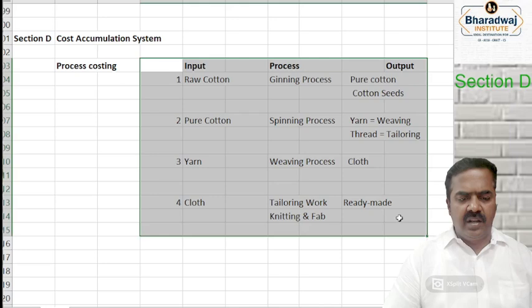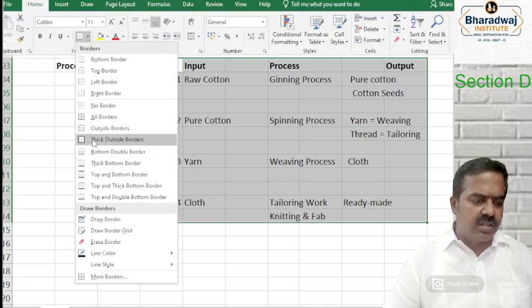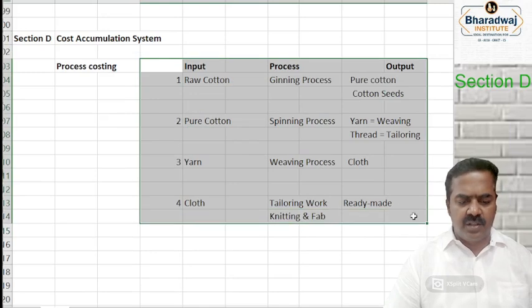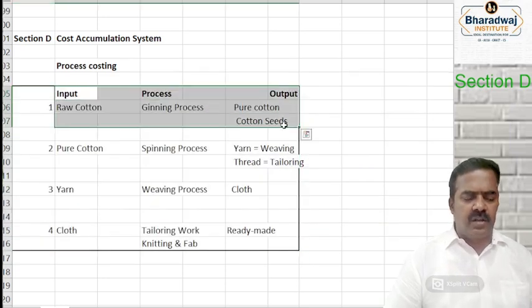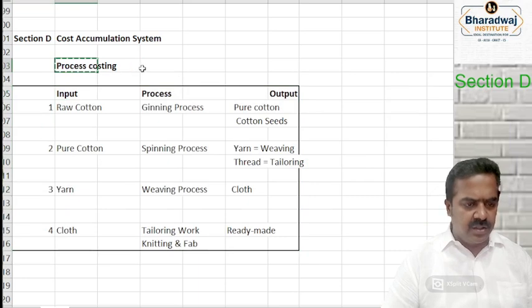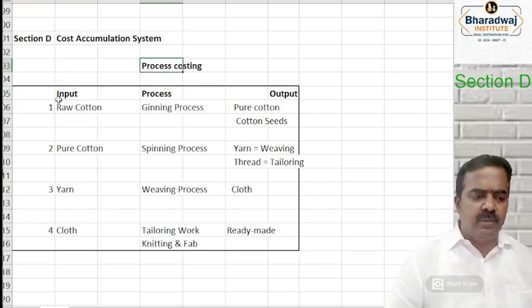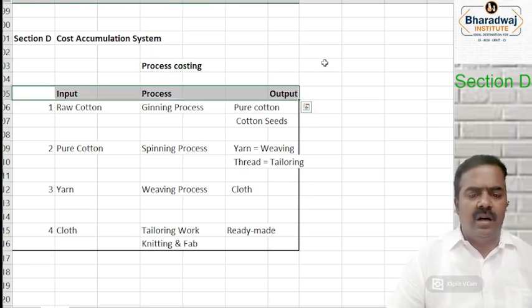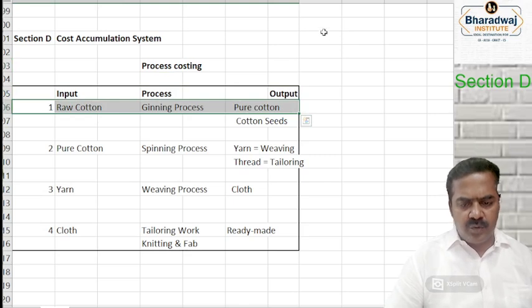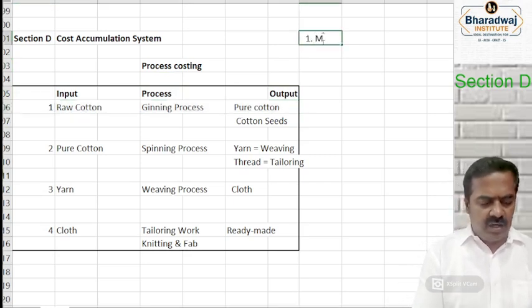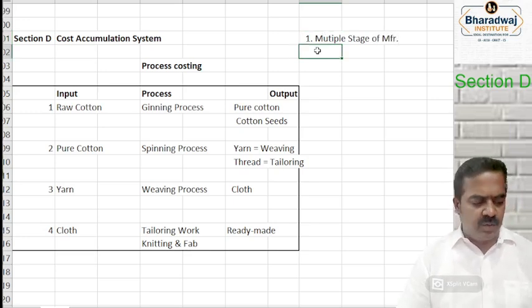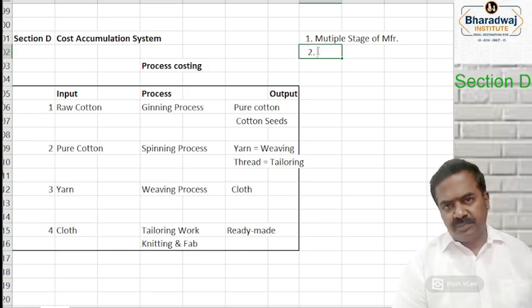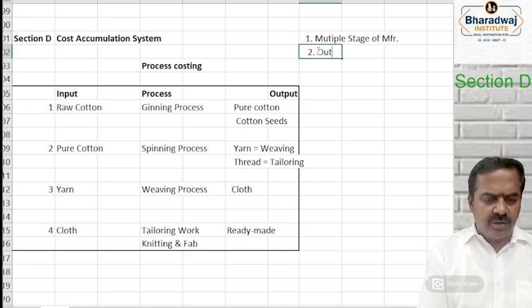So if you look at the textile case, the product is not coming through a single production output. The product is passing through four or five processes. Here is where we apply the process costing method. Clear? Process costing is used when a manufacturing process has distinguishable, identifiable products, and multiple stages of manufacturing are involved.